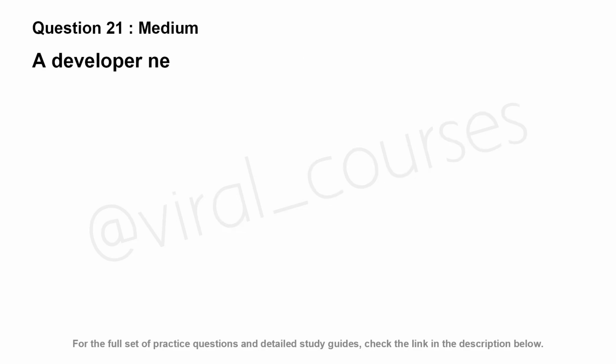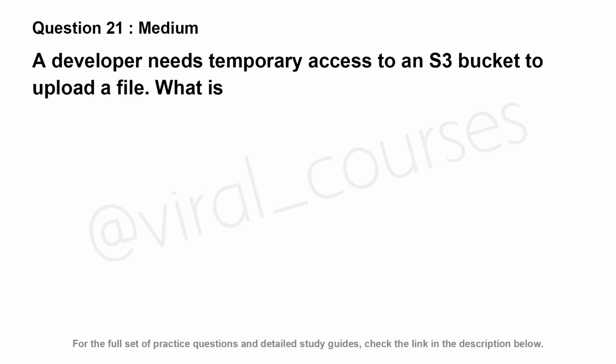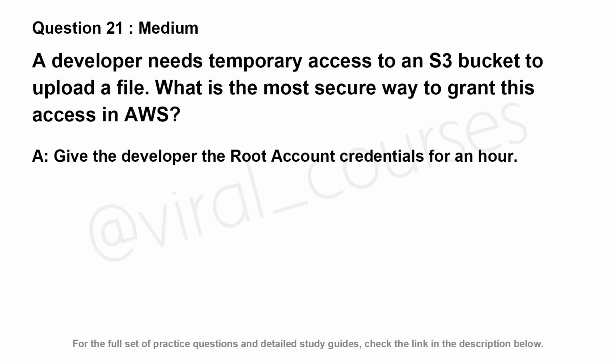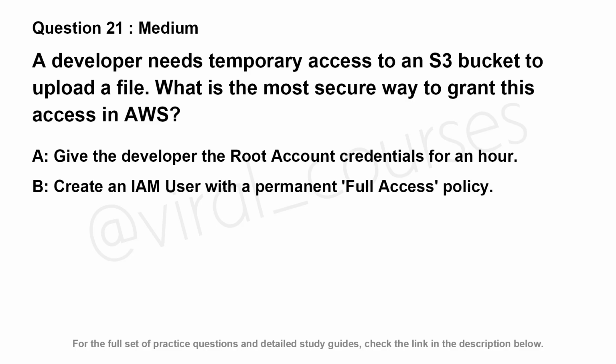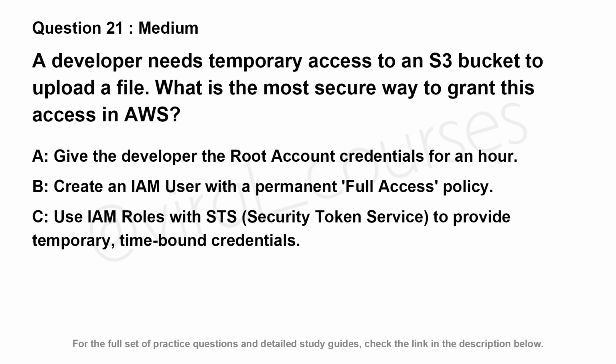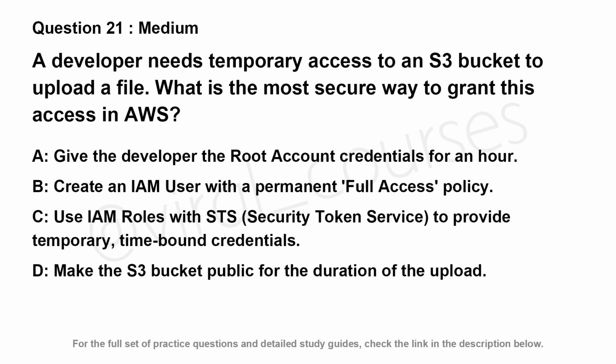A developer needs temporary access to an S3 bucket to upload a file. What is the most secure way to grant this access in AWS? Option A, give the developer the root account credentials for an hour. Option B, create an IAM user with a permanent full access policy. Option C, use IAM roles with STS, Security Token Service, to provide temporary, time-bound credentials. Option D, make the S3 bucket public for the duration of the upload.